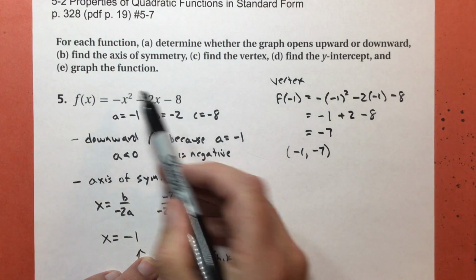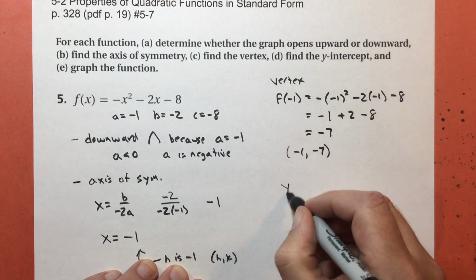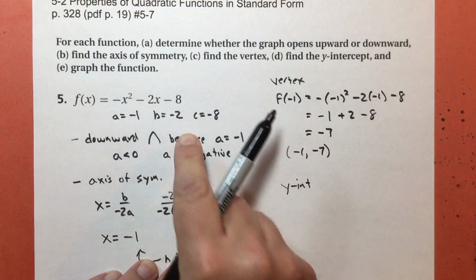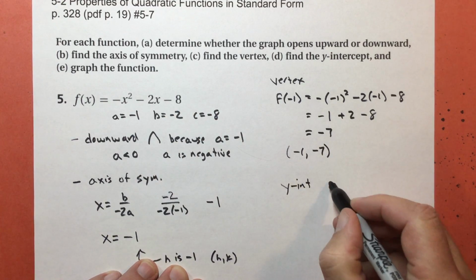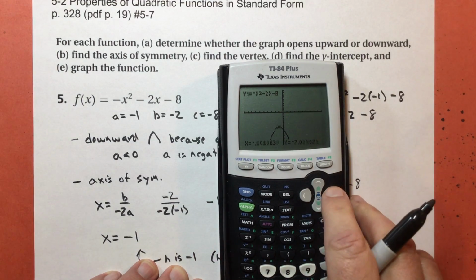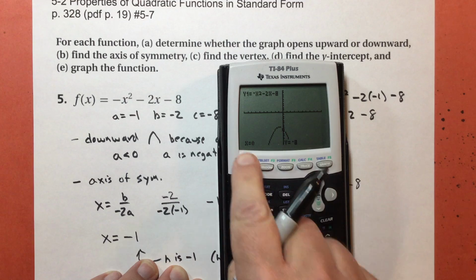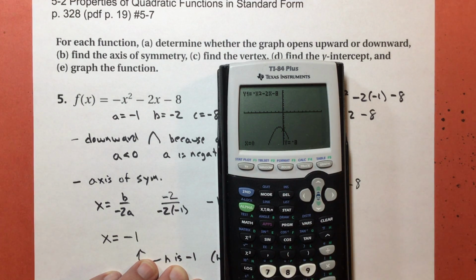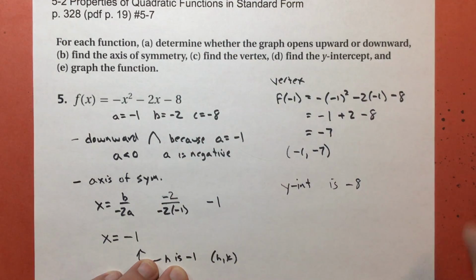Finally, I need to find the Y-intercept. Well, the Y-intercept is just that number right there, -8. And if I look at it, so here's 0, -8. That one did land exactly where I want it. All right, cool.